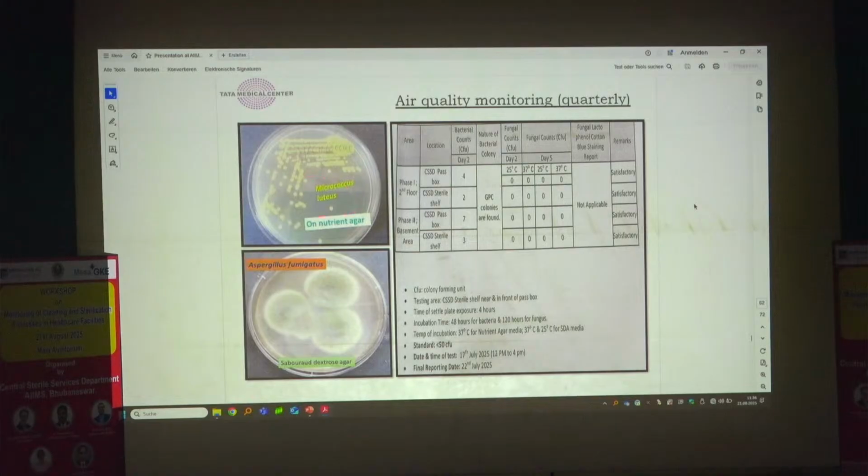Air quality monitoring, we do air quality monitoring for water leakage. This is the report, and we are using the nutrient agar and the SD agar.